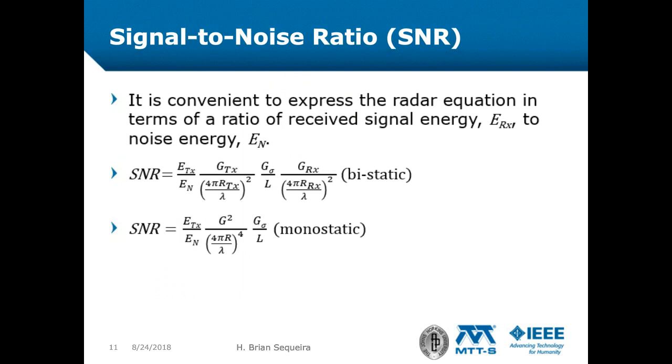For reasons that will be clear very shortly, it is convenient to express the radar equations in terms of signal-to-noise ratio, or SNR, which is the ratio of the received signal energy to noise energy E sub n. Our motivation for doing this is because SNR drives two probabilistic attributes of detection, namely the probability of false alarm and the probability of detection, which we will examine next.